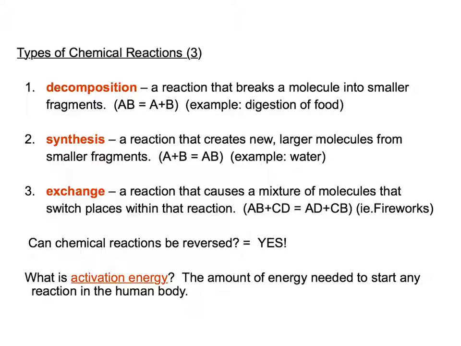Then there's a synthesis reaction. That's a reaction that creates newer, larger molecules from smaller molecules. So in this example, you would have A plus B, and you're going to get AB. An example would be hydrogen and oxygen, and when you get H2O, we get water. We can also go in the reverse, where we split apart the water and break it down into hydrogen and oxygen.